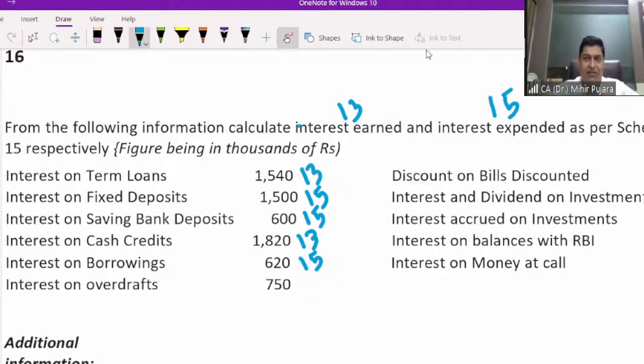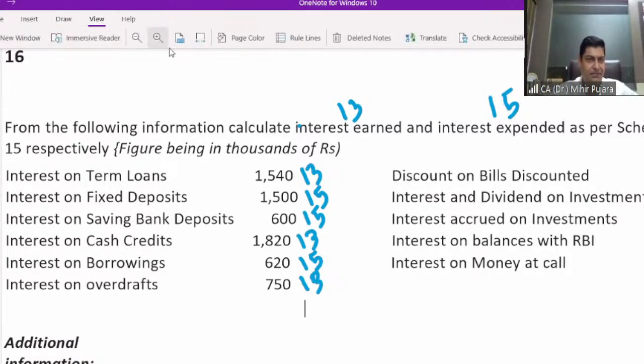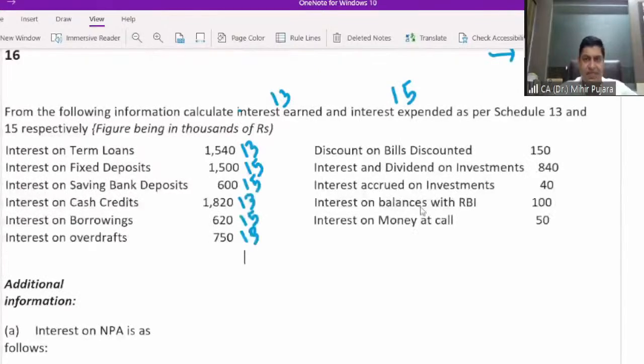Interest on overdraft. Yes guys, interest on overdraft. It is income. And therefore, 13. Okay, guys. Now this side.